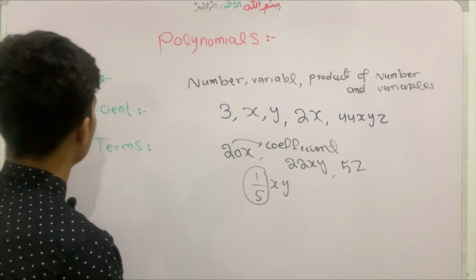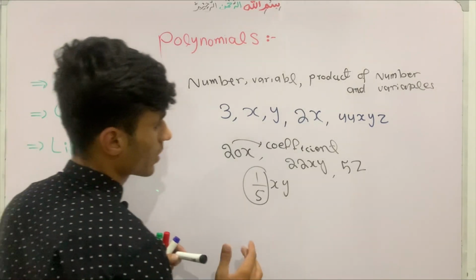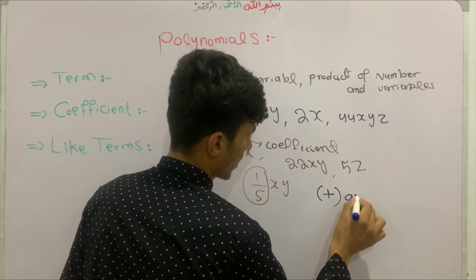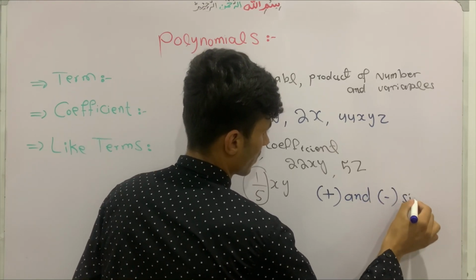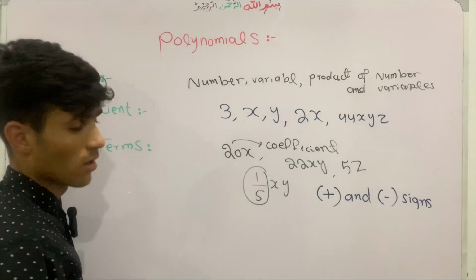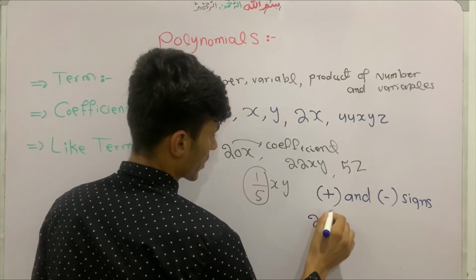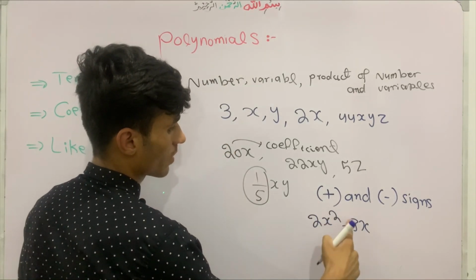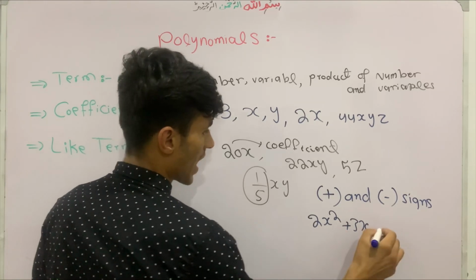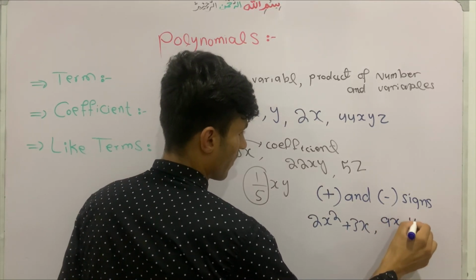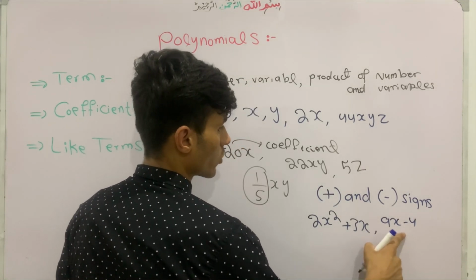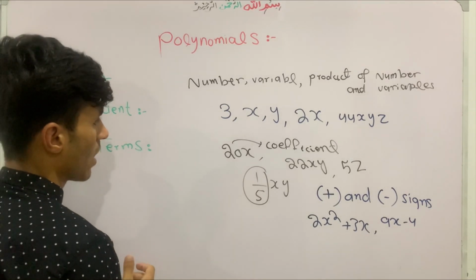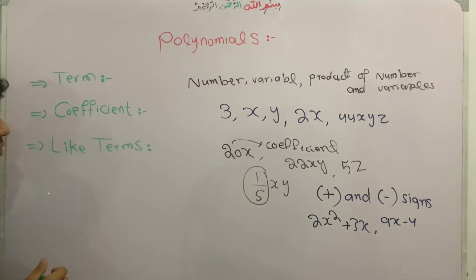Right? One thing I should remember, the terms are separated by plus and minus signs, right? Plus and minus signs. Okay? For example, 2x squared plus 3x. These are two terms which are separated by a plus sign. For example, 9x minus 4. Two terms which are separated by a negative sign. So I hope you understand what I really talk about, and the concept of coefficient is also clear for you.